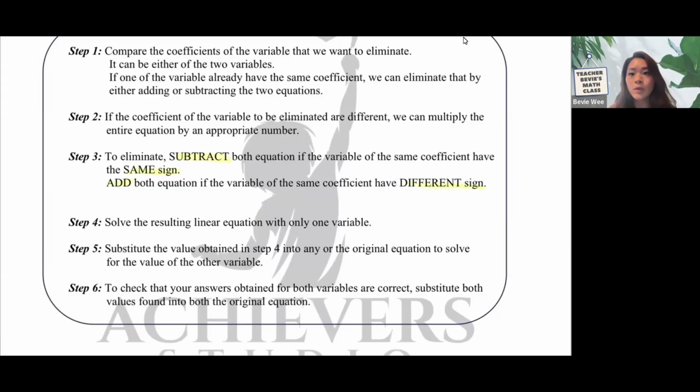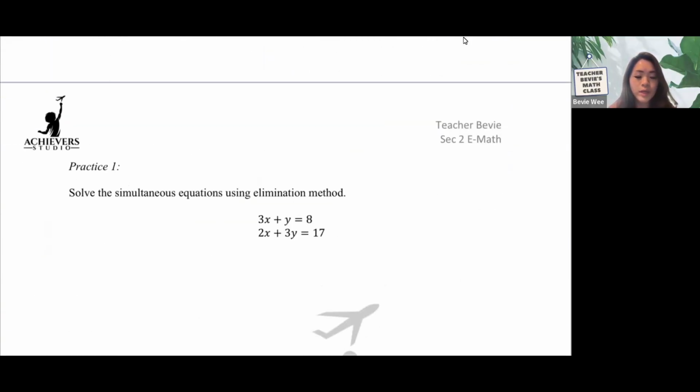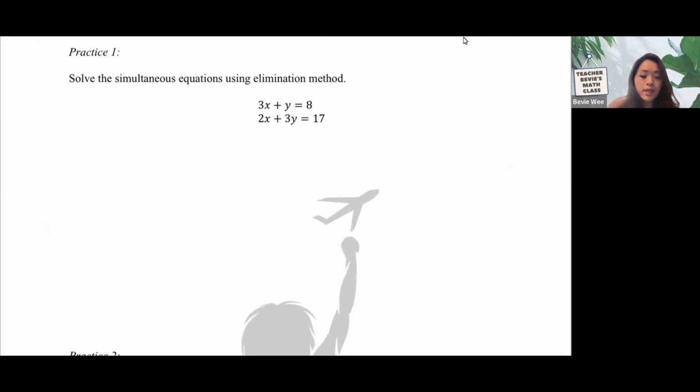Later on, we'll take a look at it in the practice below. From there, we'll be able to solve the linear equations as what we did in year one, linear equations dealing with only one unknown variable. Okay, so let's take a look at this practice one first. They said solve the simultaneous equations using elimination method.